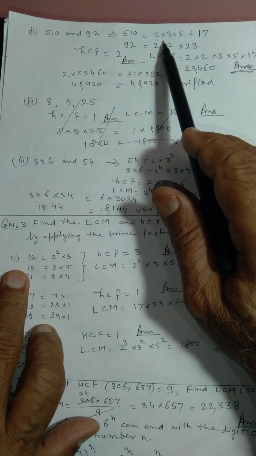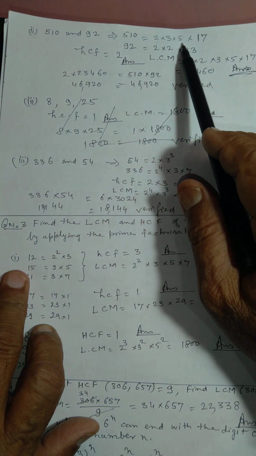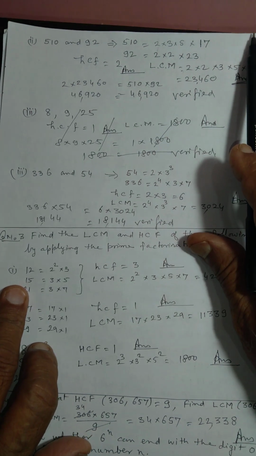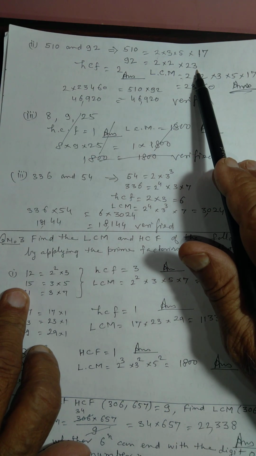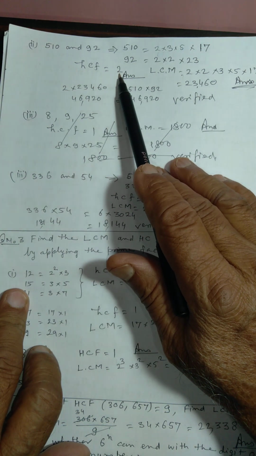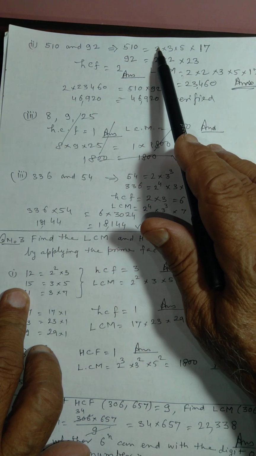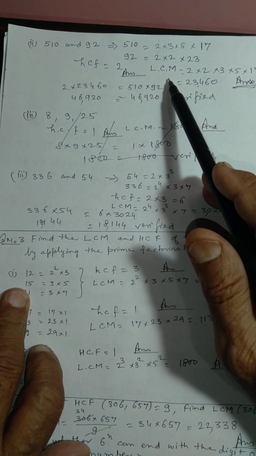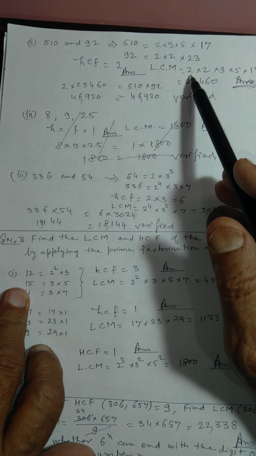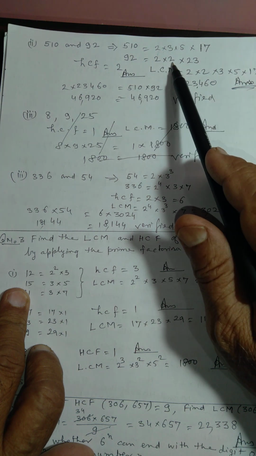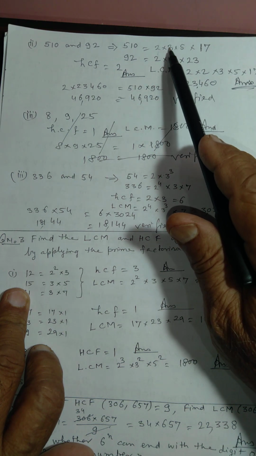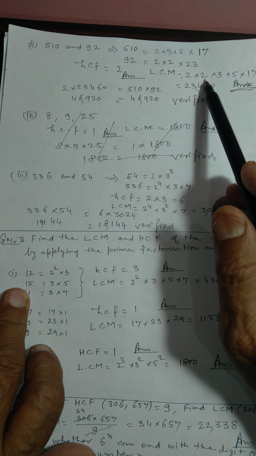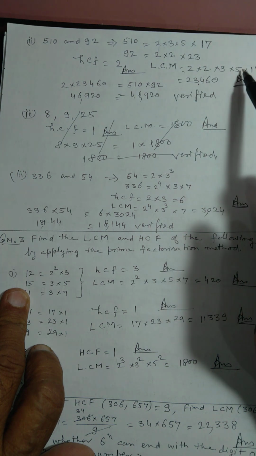510 can be factorized as 2 into 3 into 5 into 17, and 92 can be factorized as 2 into 2 into 23. So the HCF will be 2 because only the factor 2 is present in both numbers. And for LCM, we have to take the maximum number of the factors present somewhere. You see, here 2 is present 2 times. Here 3 is present only 1 time.